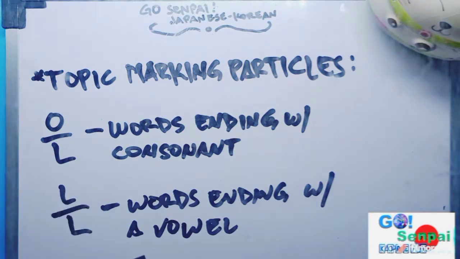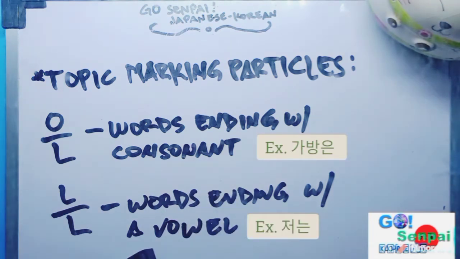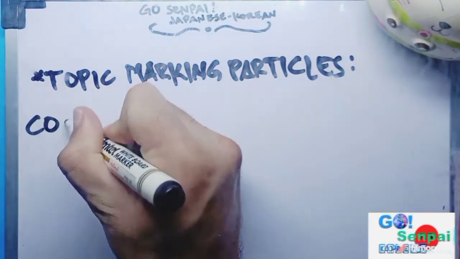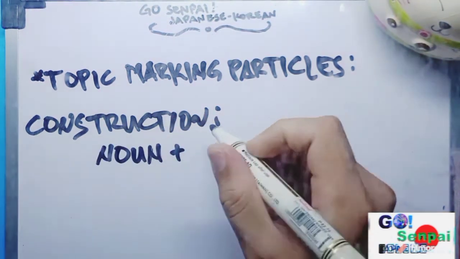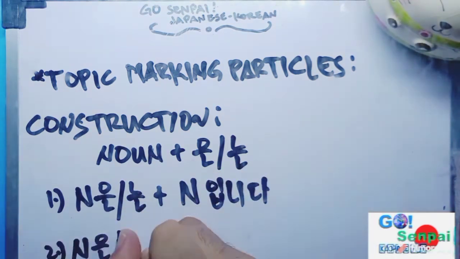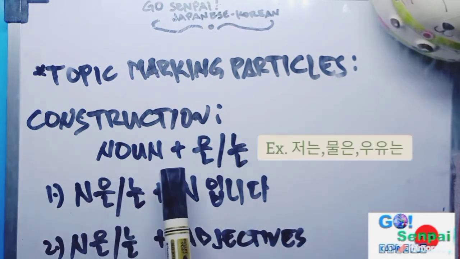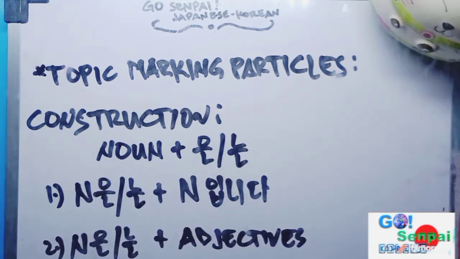So we use 은 when words end with a last consonant, and 는 when words end with a vowel. Topic marking particles are attached after the noun. So here we have two ways to use the 은 and 는 topic marking particles. First, noun 은 or 는 plus another noun 입니다. Second, noun 은 or 는 plus adjectives or descriptive verbs.